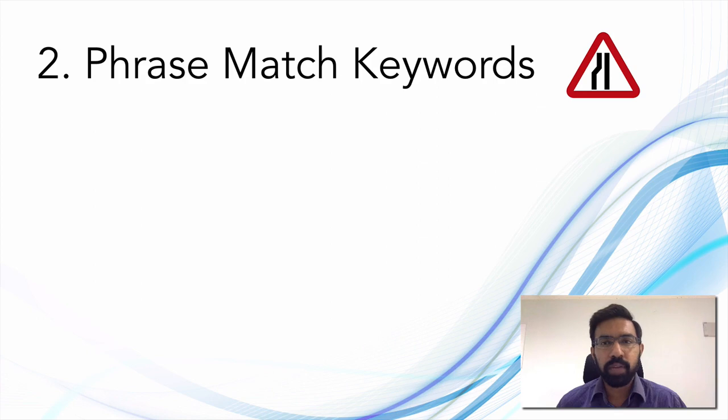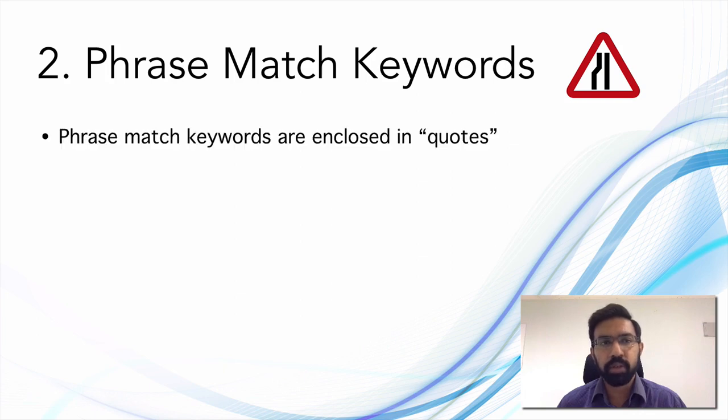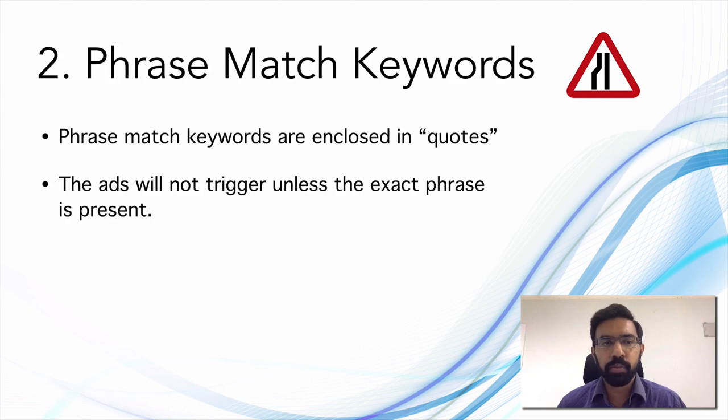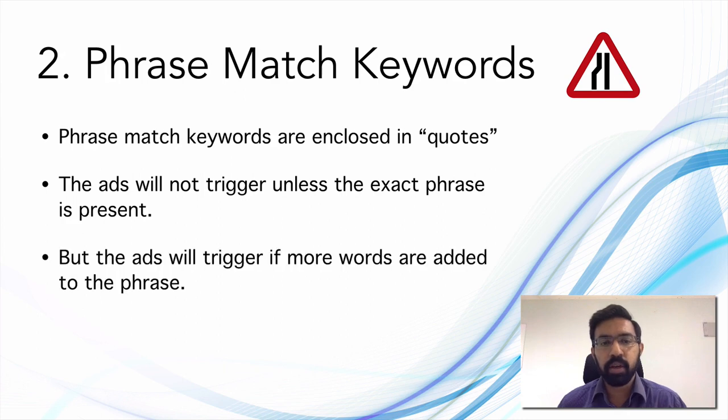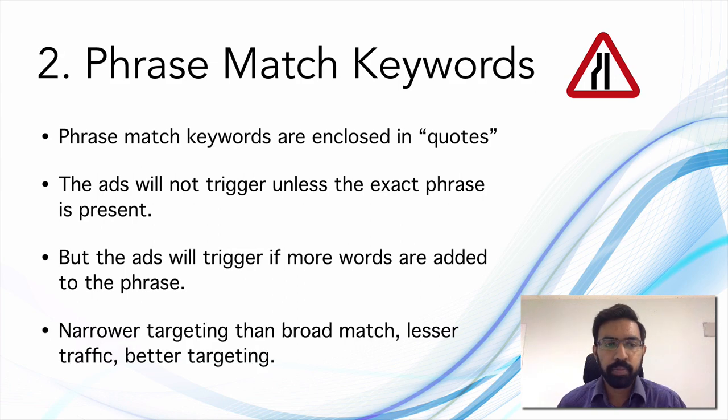So let us look at phrase match keywords. When you need more control over your ad campaign and when you need to refine when your ads are going to show up, you can use phrase match keywords. Phrase match keywords are generally enclosed in quotes. The ads will not trigger unless the exact phrase is present as it is. But the ads will trigger if more words are added to the phrase, either at the beginning or at the end of the phrase. So it gives narrower targeting than broad match, lesser traffic but better targeting.